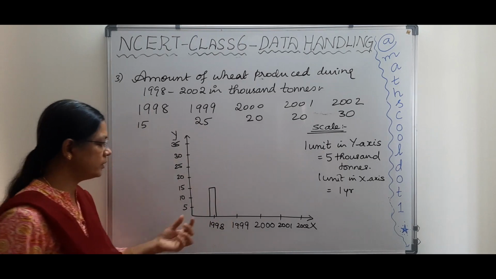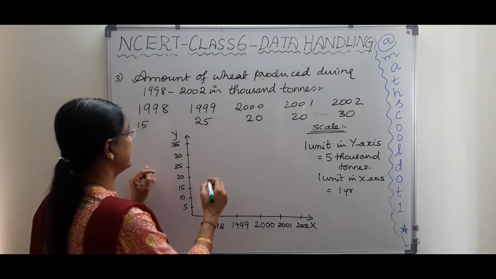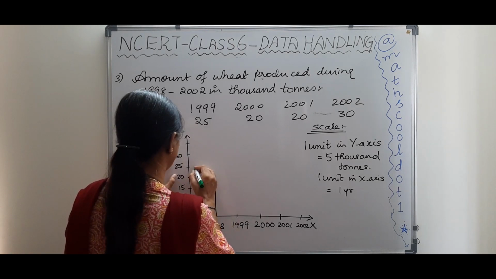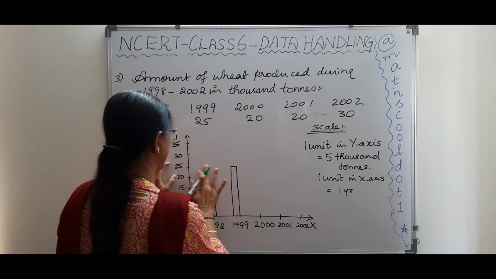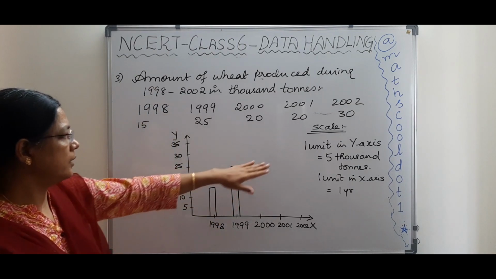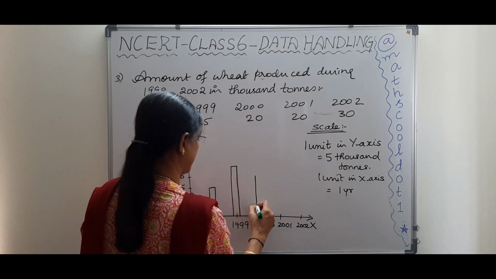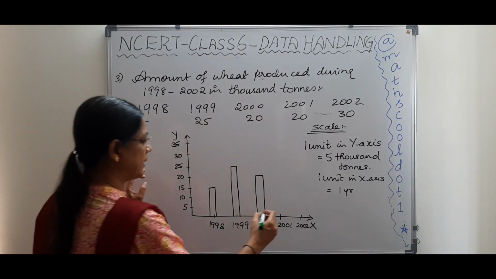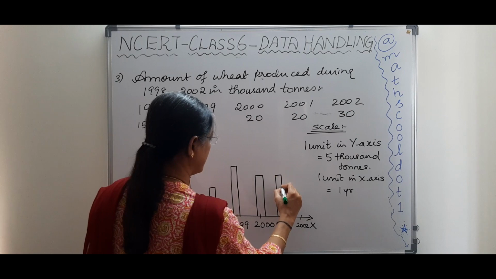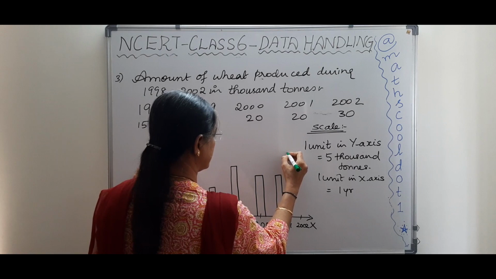You should have uniform width. The width should be the same. So it is 15,000 tons. Next is 1999. It is 25. If you have a scale with you, you can perfectly join that. Next is 20. So this is 20 here. And for 2001 it is 20 again. And for 2002 it is 30. Right?